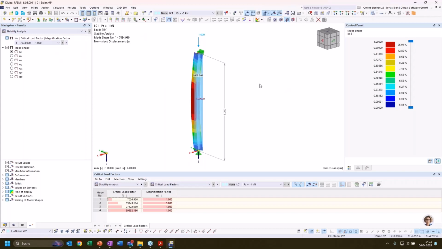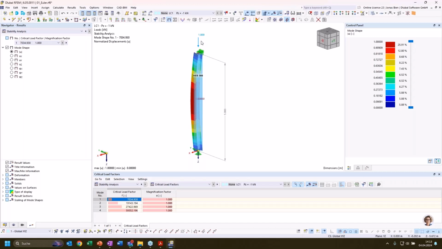Okay, so what do we see here? First of all, we get a drop-down menu here in the upper left corner, and also in the table we can see that we have these 4 mode shapes calculated with a respective critical load factor. This represents the factor which I can multiply the external load with until my system would collapse due to instability.